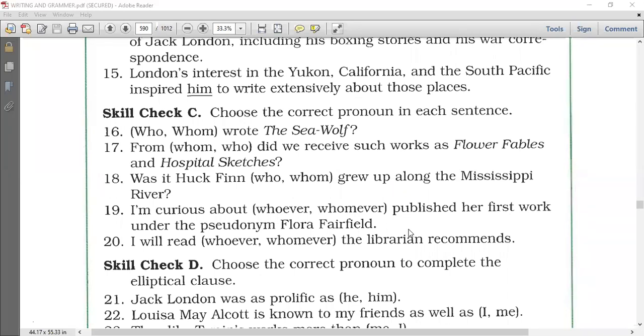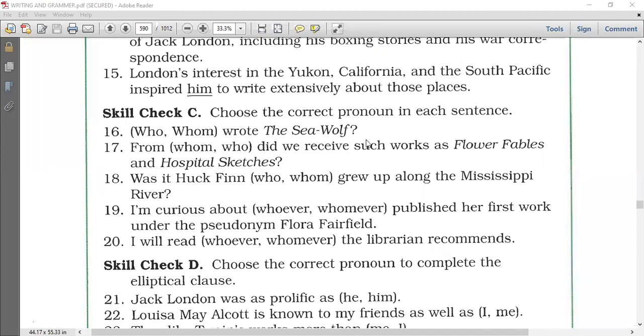Home. Why home, Hassan? Good. Because it shows an object. Yeah, it's an object. It comes after the preposition from. Number 18. Who can do it?